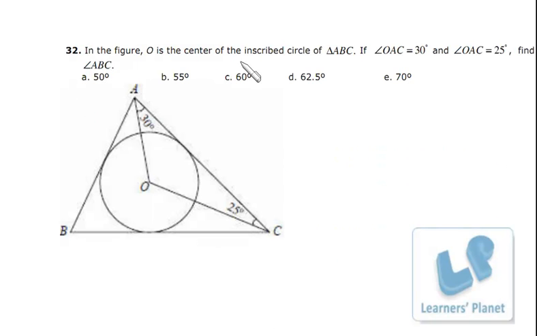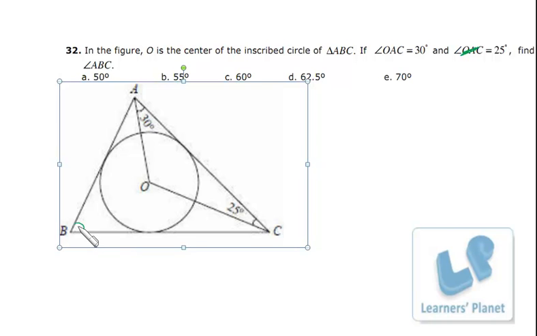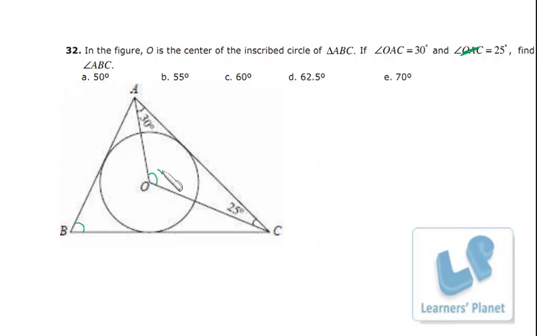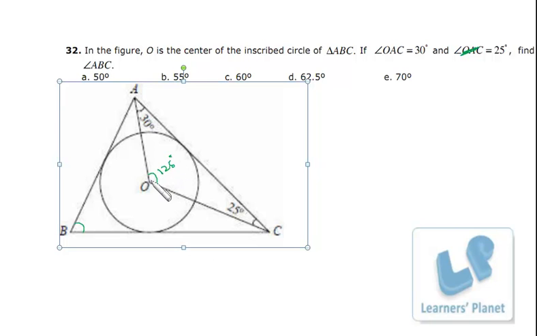In the figure, O is the center of the inscribed circle of triangle ABC. If angle OAC is 30, I'm sorry, it is OAC and OCA. Okay, one of them is 25 degrees and one of them is 30 degrees. So the figure is correct. Here some misprinting is there. We have to find out angle ABC. That means precisely we have to find out this angle, right? The first thing is in triangle OAC, this is 30, this is 25, so total it is 55. So this must be the remaining angle, that is 125 degrees. Okay.